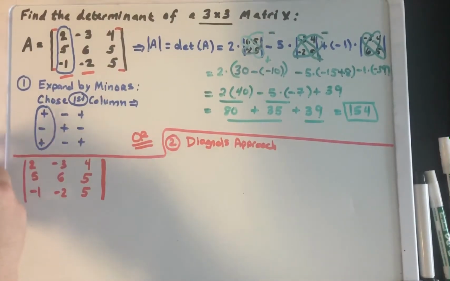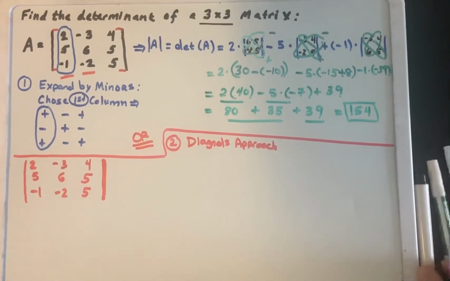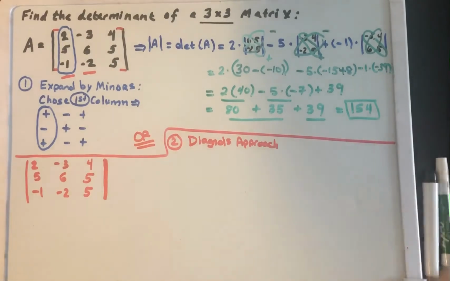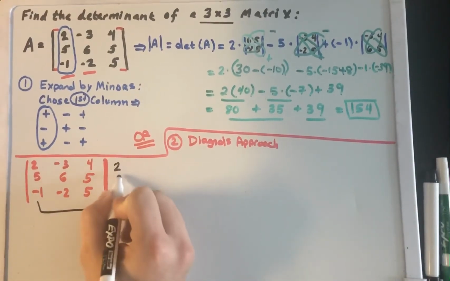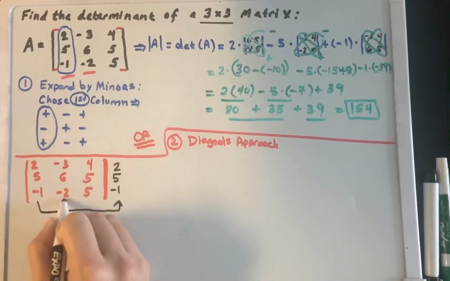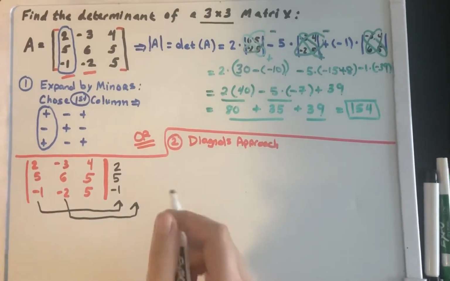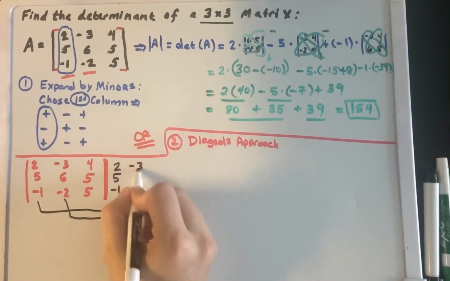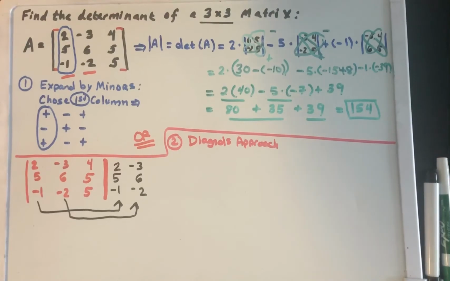Okay, so to find the determinant of that 3 by 3 matrix, the first thing is you would copy and paste your original first 2 columns. So I'm going to put this 2, 5, negative 1 column right here. And then I'm going to put this negative 3, 6, negative 2 column here. Okay, so what do we do next?